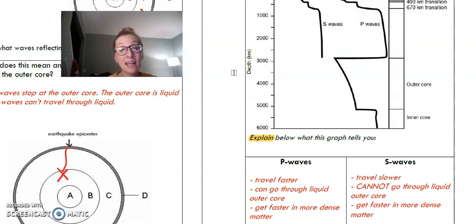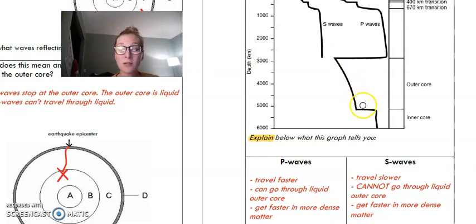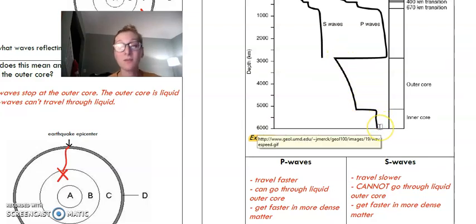The P waves can go through the liquid outer core. You can see down here that they're able to travel through. However, remember, their speed decreases rapidly because they're behaving a little differently in that liquid. But they do get faster in more dense material. It's getting more and more dense as you go through the mantle, the waves get faster. It's getting more and more dense as the depth of the outer core increases, they get faster. And the same thing for the inner core.